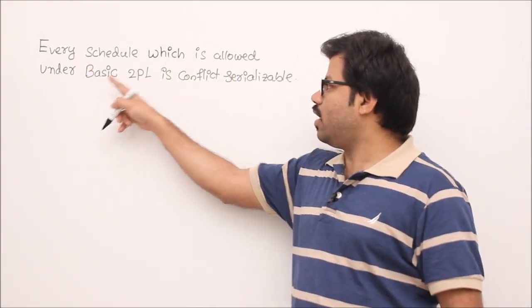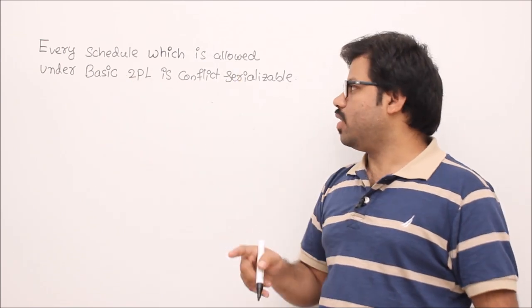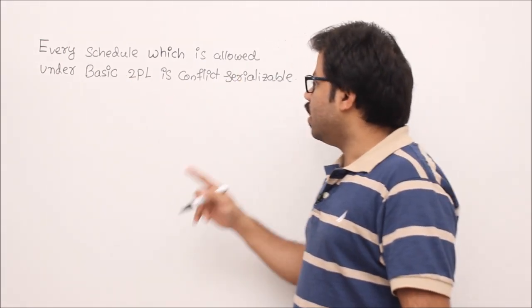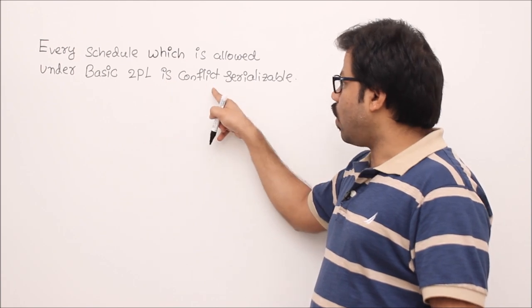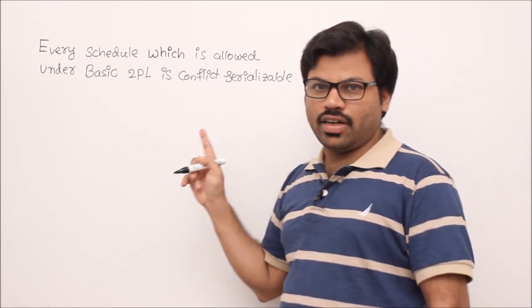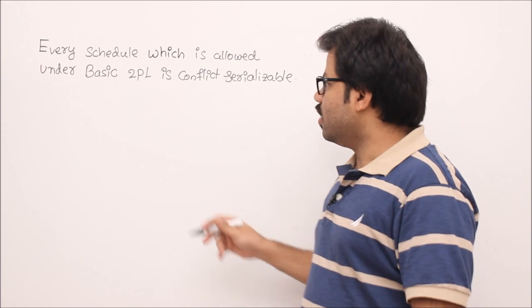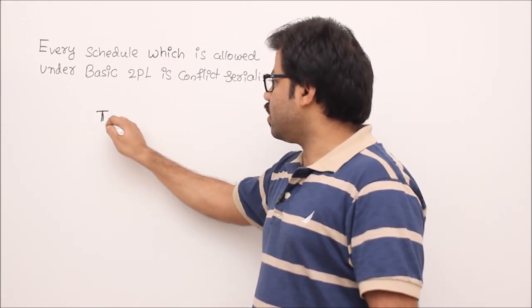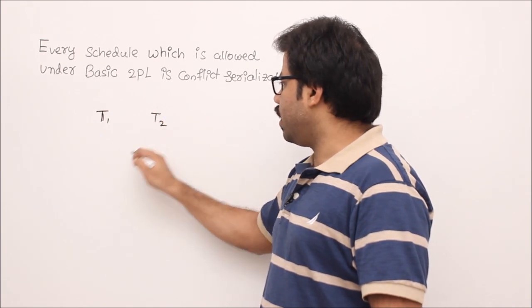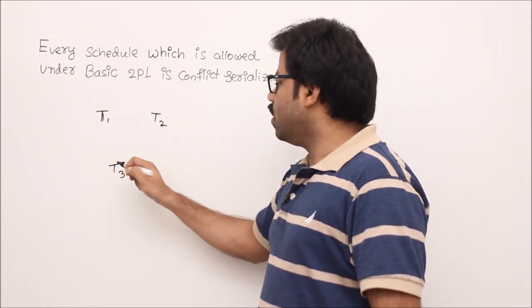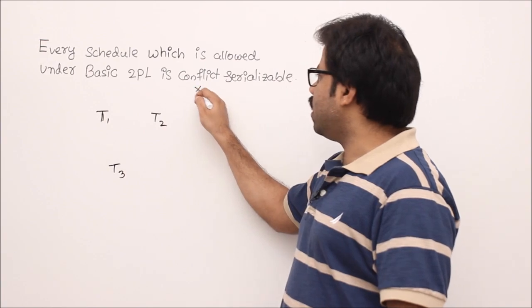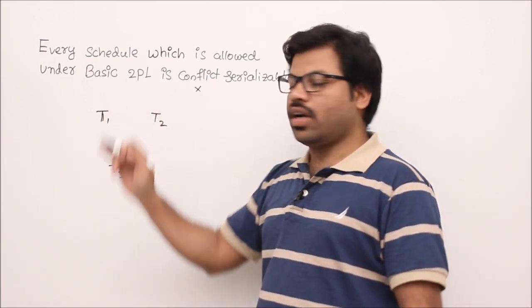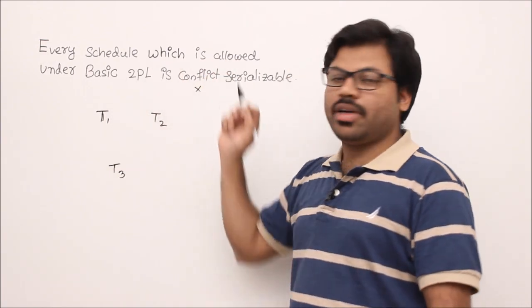Now we'll see this statement: every schedule which is allowed under basic 2PL is conflict serializable. Is it really a correct statement? Then a schedule which is not conflict serializable should not be allowed under the locking mechanism, correct? Let's say there is a schedule that contains transactions T1, T2, T3. What we have to prove is that if a schedule is not conflict serializable, then it should not be allowed under basic 2PL. Then only the statement is correct.